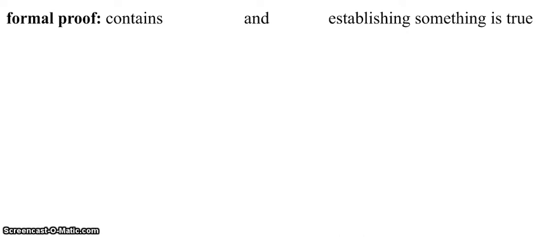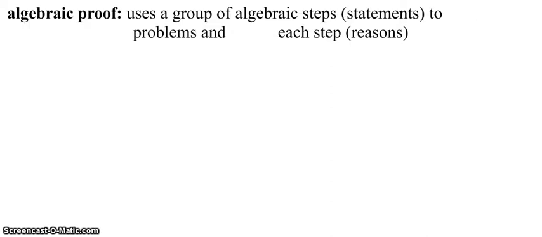Formal proof. It contains statements and reasons establishing something is true. An algebraic proof uses a group of algebraic steps, statements, to solve problems and to justify each step.